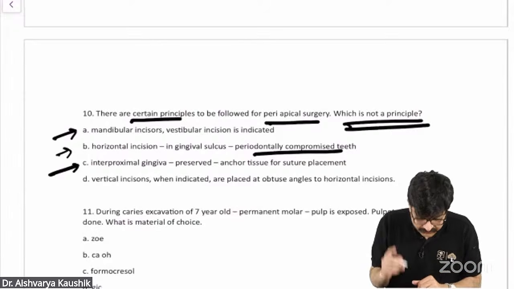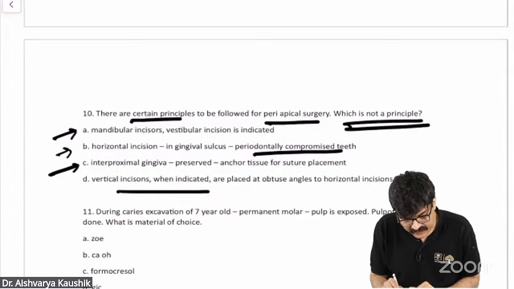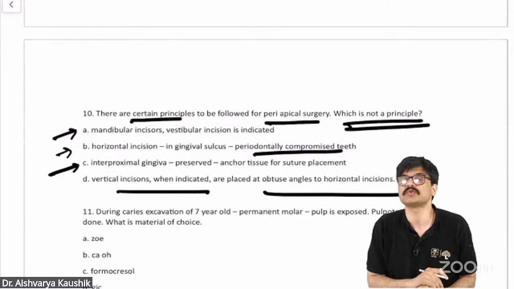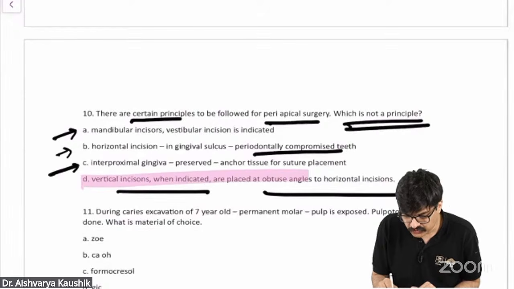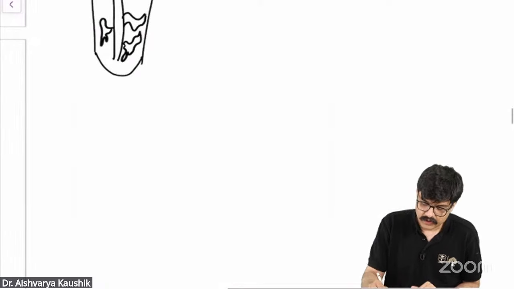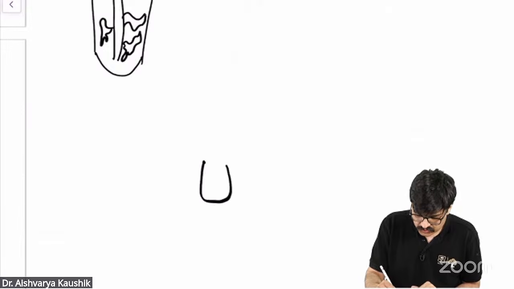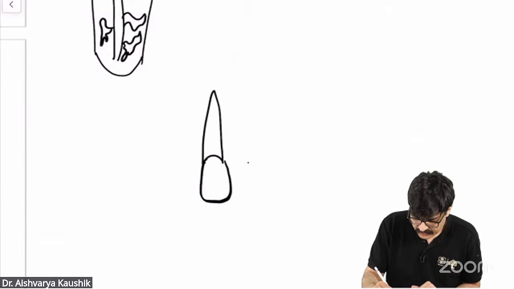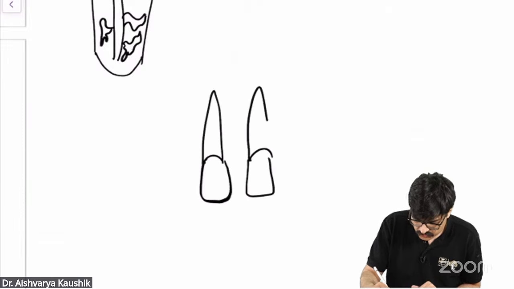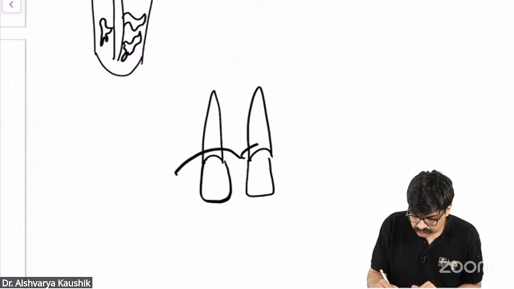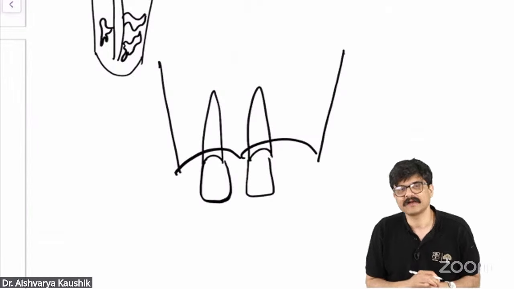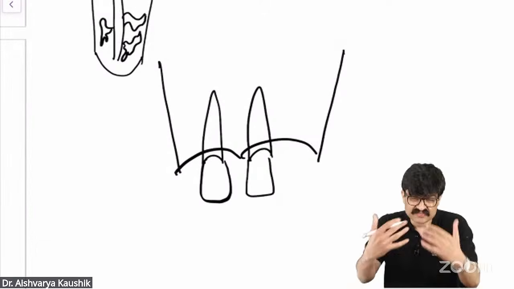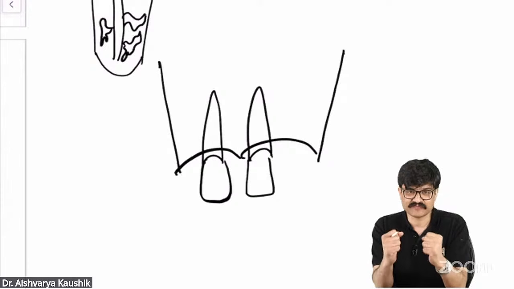So that's also there. The fourth option was vertical incisions when indicated are placed at obtuse angles to horizontal incisions. Now this is an old concept, guys. Earlier they used to do that. Earlier what used to happen was, that's your tooth, that's your root. So if you're giving a vertical incision, earlier they used to do it like this, right? Make it at an obtuse angle, because they used to say that the base of the flap should retain its vascularity.